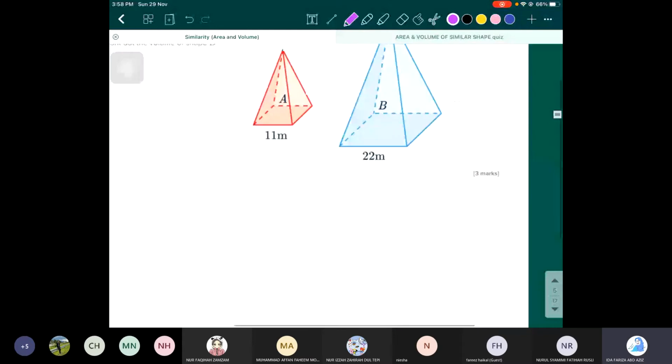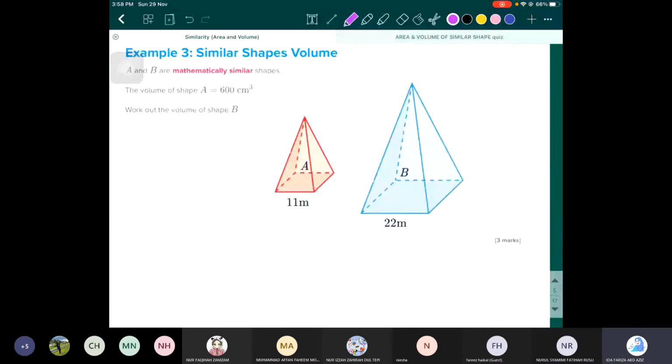Okay, let's take a look example number 3 when it involves volume. Anyone remember what's the formula I wrote untuk volume? Apa kita akan guna? Class, what's the formula we are going to use kalau melibatkan volume? VI equal K cube times VO. Very good. VI is volume image. K cube is scale factor cube times VO is volume object.